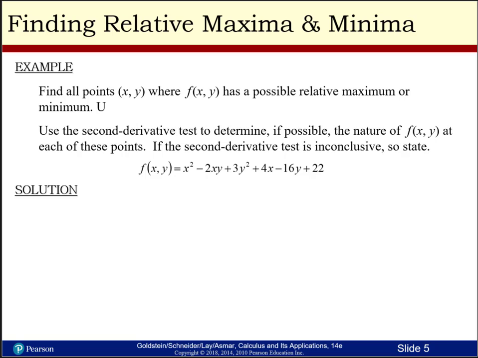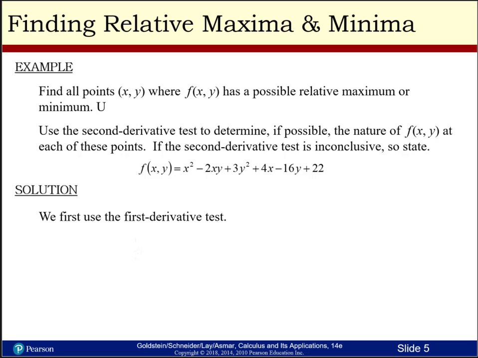Find all the points (x,y) where f(x,y) has a possible relative maximum or minimum. Use the second derivative test to determine, if possible, the nature of f(x,y) at each of these points. If the second derivative test is inconclusive, so state. f(x,y) equals x squared minus 2xy plus 3y squared plus 4x minus 16y plus 22. Oh my goodness. We're going to use the first derivative test.